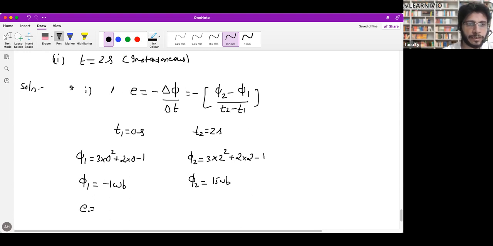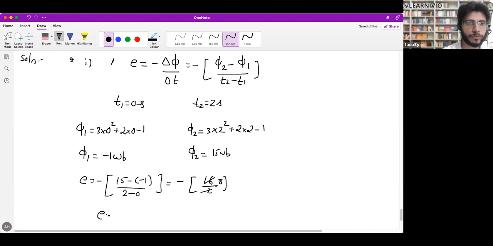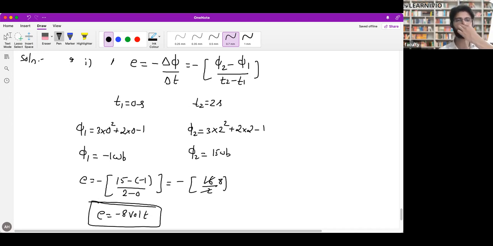So you can write that EMF, just substitute all values here. It's minus of phi 2, which is 15, minus of minus 1, divided by T2, which is 2, minus 0, minus of 16 by 2. So your induced EMF is minus of 8 volt. That's minus of 8 volt. This is induced EMF.